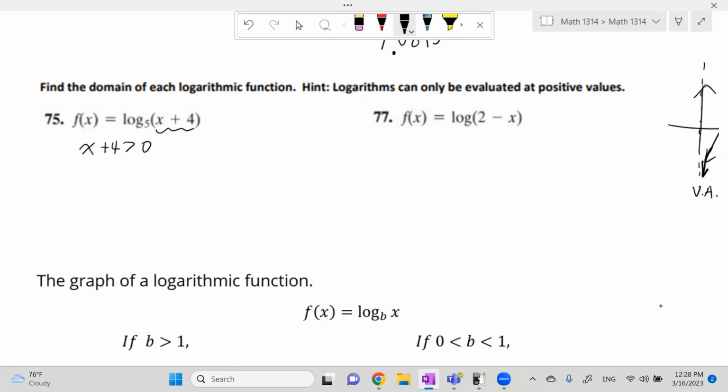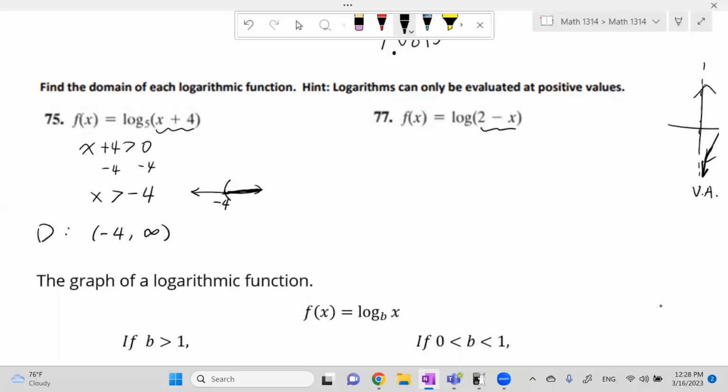We must have positive. Subtract 4 from both sides: x is greater than negative 4. How do we write it in interval notation on the number line? We find negative 4, and x is greater than negative 4, so the interval on this side is from negative 4 to infinity. This is the domain.